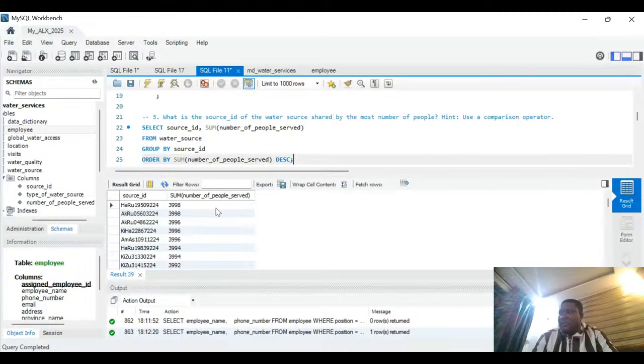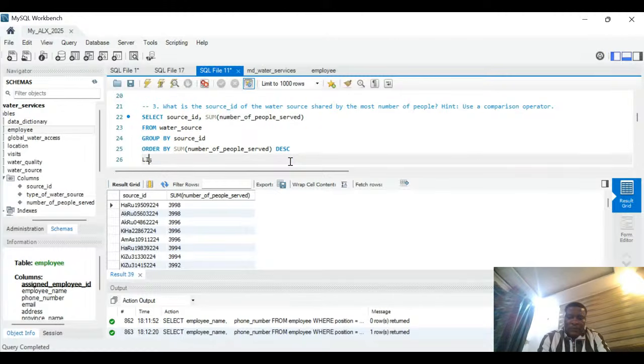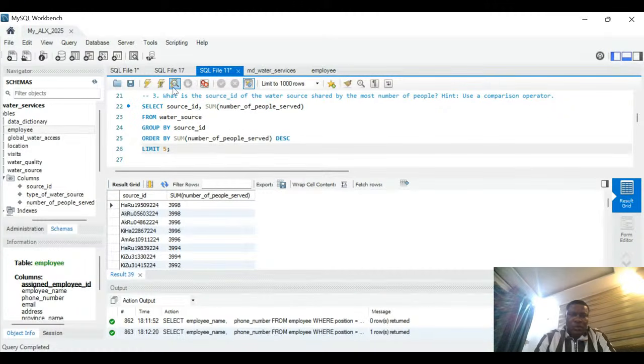So by this, clearly we can see that we have two source IDs that are supposed to be at the top, because this is 3998 and then this one is also 3998. So either of the first two, if you want me to limit it, I can limit this to, let's say, 5. I can limit it to 5 and execute it.